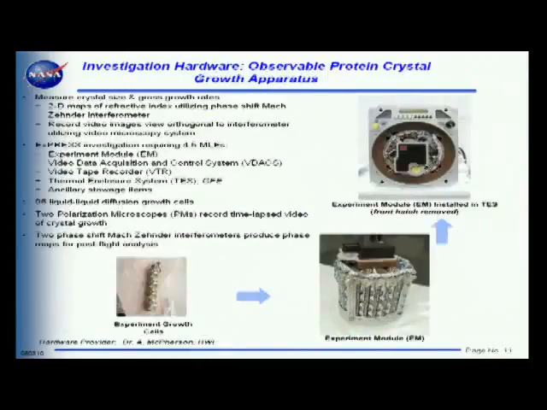Next chart, please. The last is the observable protein crystal growth apparatus, and this one's a little bit different than the previous. This is a liquid-liquid diffusion experiment, but in addition to growing the crystals of interest, it also incorporates interferometry and polarizing microscopes to try to capture and record the formation of the depletion zone that surrounds the crystal, which is one of the hypotheses of why the crystals grow more perfect in space.